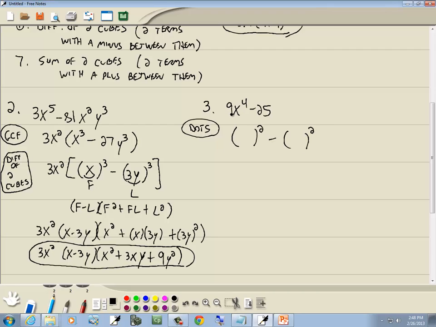You look at each piece and ask yourself what times itself gives you that. 3 times 3 gives you 9. x squared times x squared gives you x to the fourth. And 5 times 5 gives you 25. So we were able to write it as something squared minus something else squared. Difference of two squares. We take what's inside our first set of parentheses, we add what's in our last, and we take what's inside our first and we subtract what's in our last. And that's our answer.